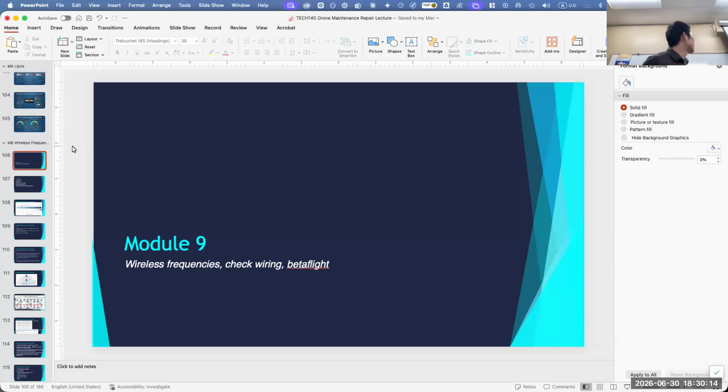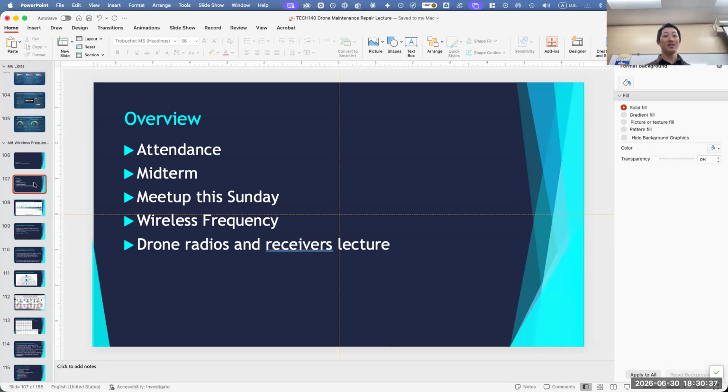So these drones, we control them wirelessly, right? And it's not just the control, it's also the video feed. All right, we have two things going on. We're sending signal from our controller to the drone, and we're also receiving video from the VTX to our goggles. Okay, so we have two main wireless things going on.